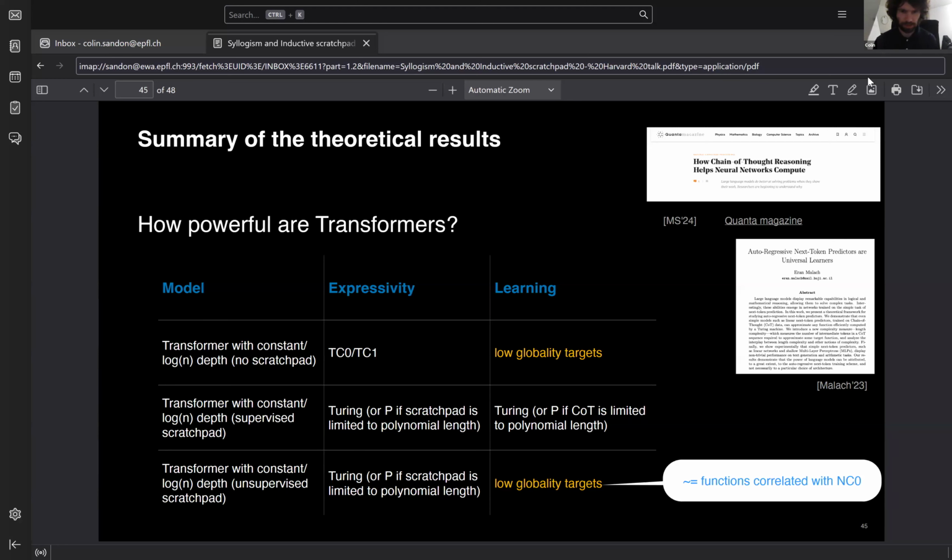And in general, for these transformer tasks, if we take a transformer without a scratchpad, and constant or logarithmic depth, it is limited to computing functions that can be computed by TC0, TC1 circuits, whereas allowing it to have a scratchpad boosts its capabilities all the way up to arbitrary computable functions, or polynomial time computable functions if we limit the scratchpad's length to polynomial. However, this mostly doesn't help with learning, in the sense that we think we're limited to learning things with low globality unless we know what it's supposed to be doing with the scratchpad and use that to help train it.